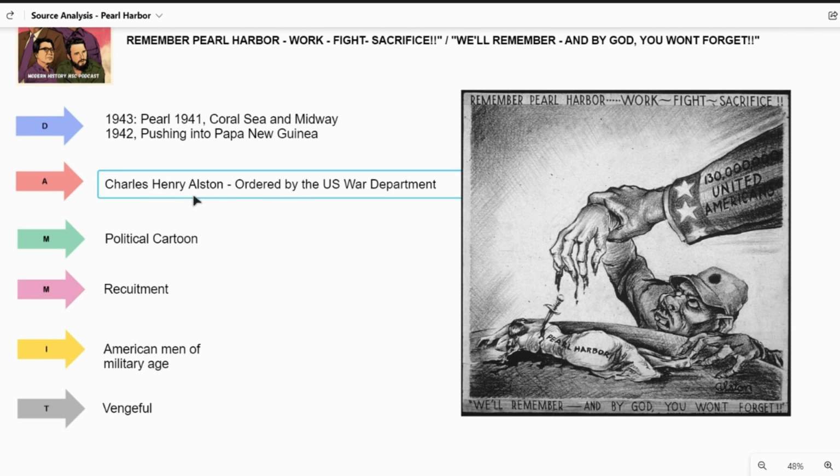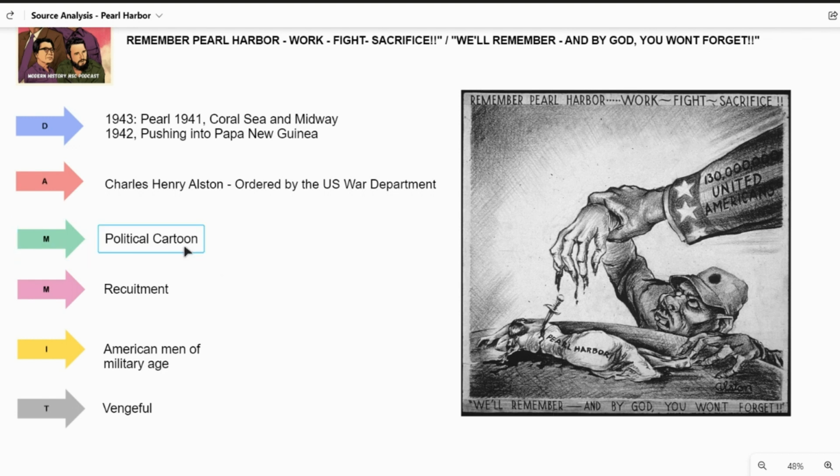Now, who is releasing this? Charles Henry Alston. We probably don't need to go into the detail of his background, because what is most important is who has commissioned this artwork. This artwork has been commissioned and ordered by the US War Department, which then helps when we get down to the next step. The material, what is it?